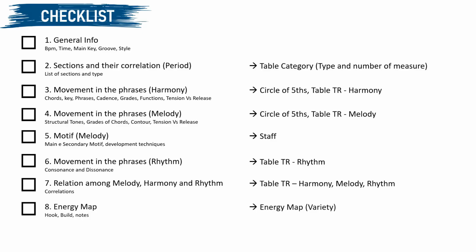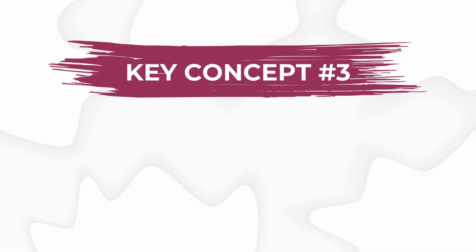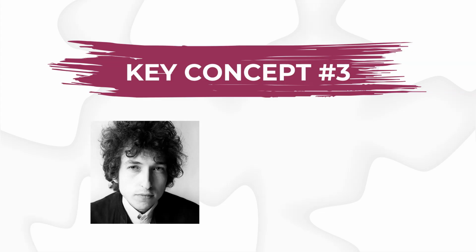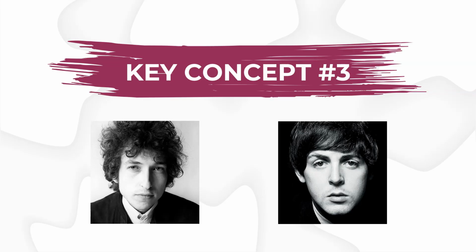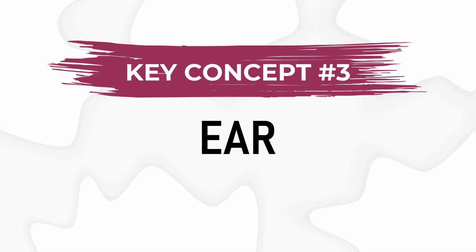And the energy map. So we have seen 15 tips of theory, 3 tools, 1 checklist, 3 key principles. Yeah, actually we have seen just 2 key principles. The third is the most important. If you are a new Bob Dylan or a new Paul McCartney, you can forget everything we have discussed so far. This is just all you need. Anyway, if you are not, always keep this concept firmly in mind. Trust your ear.